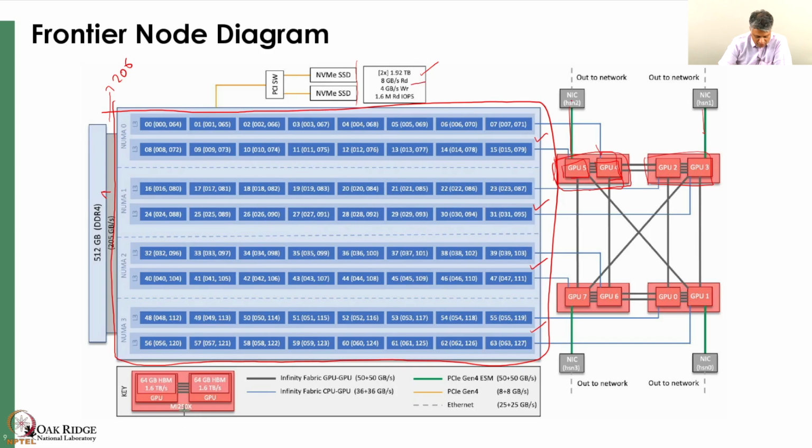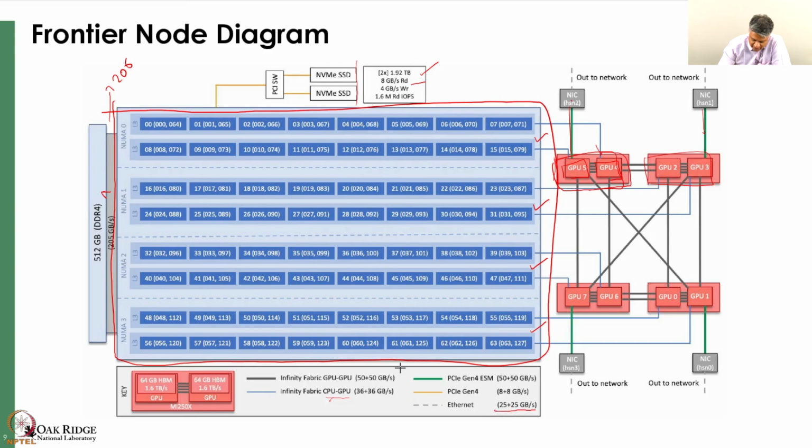Let us also see how these GPUs themselves are connected. You have these 2 GPUs which are on one die. You have 64 GB of high bandwidth memory over here for each GPU, which is able to do 1.6 terabytes per second. And they are connected to each other with fast GPU-GPU communication. You can also have the CPU-GPU communication, which is 36 plus 36 gigabytes per second each way. And finally, the Ethernet is 25 gigabytes per second up and 25 gigabytes per second down.